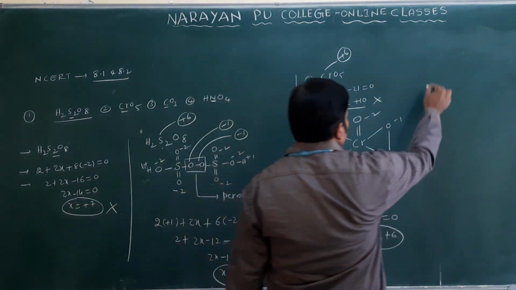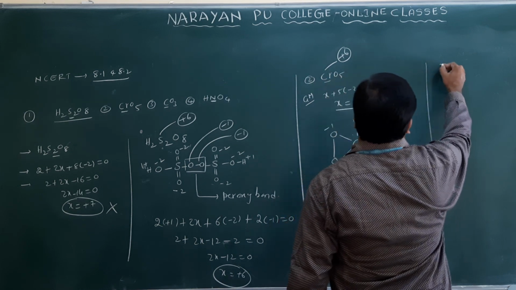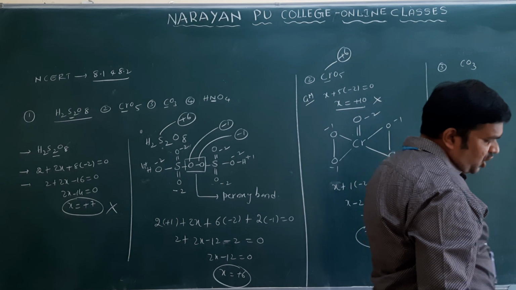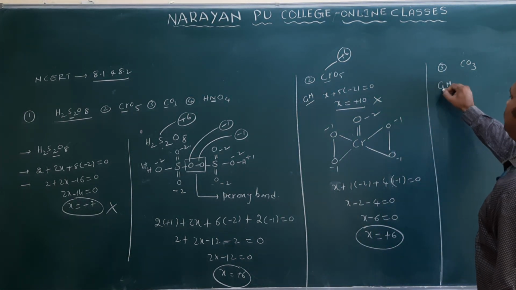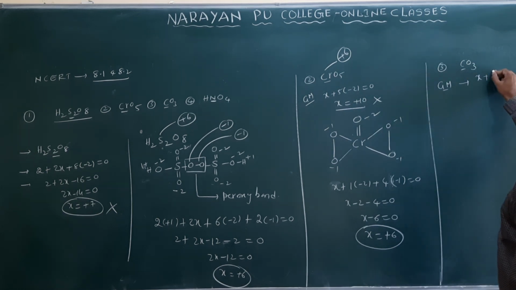Very important model it is. Now come to the next one. We have the third question. We have CO3, which is carbon trioxide. If you apply the normal general method, what will we get? x plus 3 into minus 2 is equal to 0. x equal to plus 6.